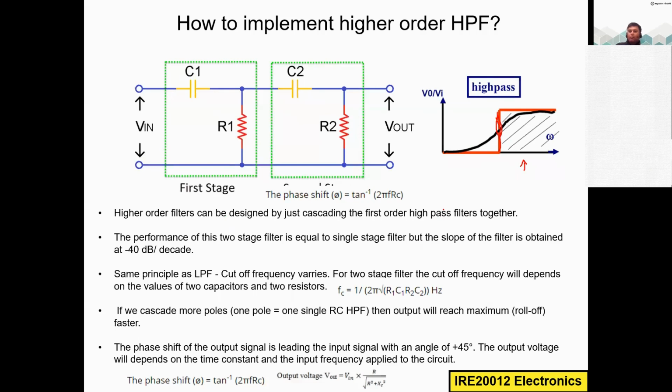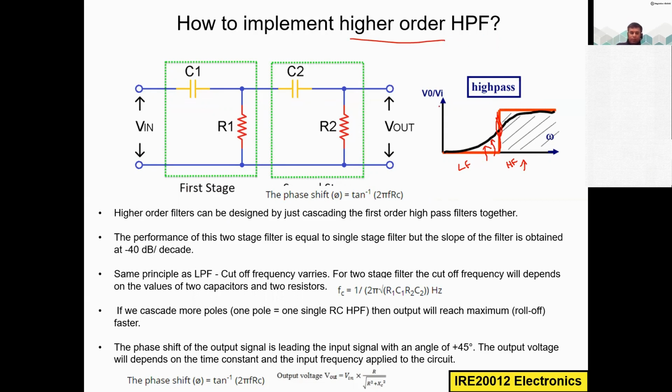But what we want is, at high frequencies, the output to be at the maximum value. At low frequencies, we do not want any output value. This is the low frequency region. This is the high frequency region of the input signal. In the low frequency region, we are still getting some output if the curve is going slowly up. So we want to make it rise sharply. How can we do that? Then we have to move to the higher order high pass filter.